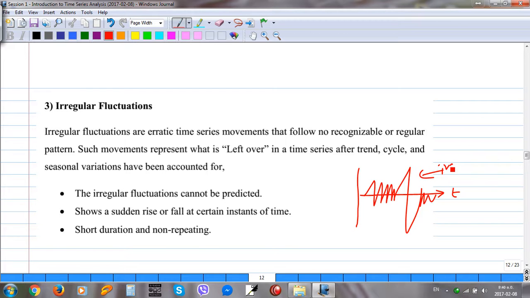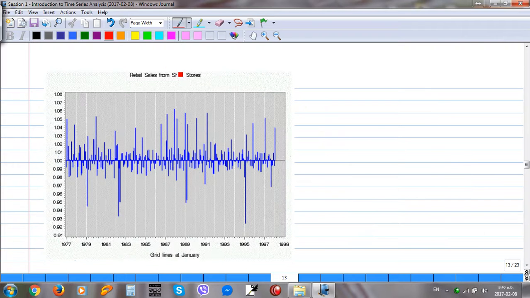As an example, take the retail sales from a shoe store. As time goes this way, the fluctuations go here and there, so we can't see any pattern. So if we have irregular fluctuations, we can't predict the future or forecast based on those values.